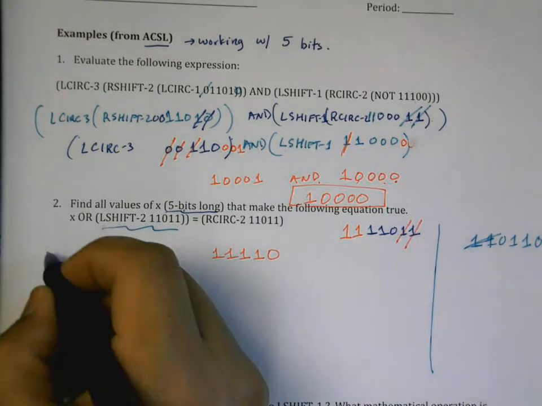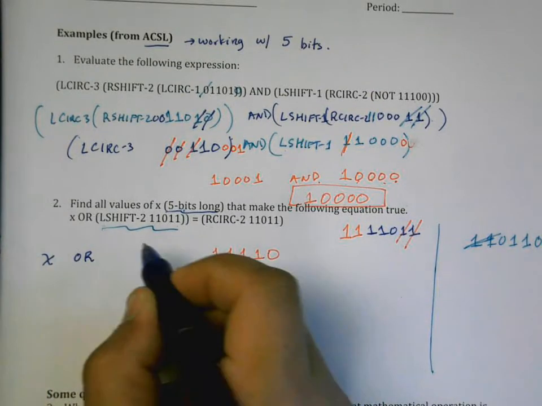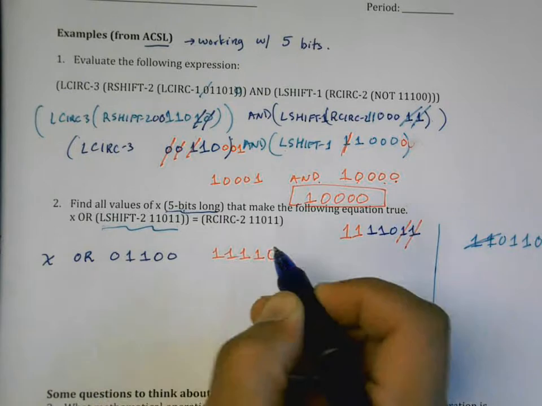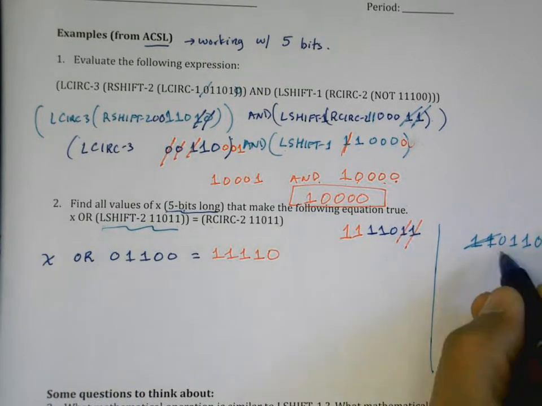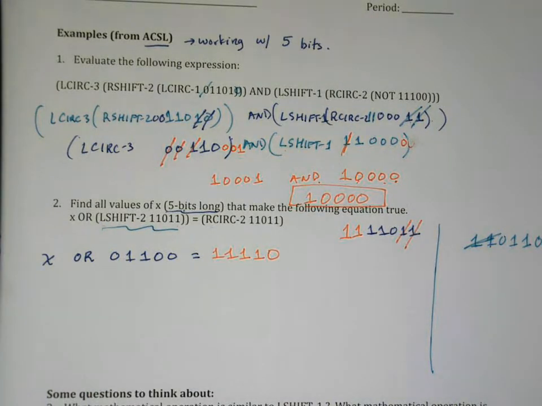So now our equation becomes x OR with this bit string is equal to this bit string. And x can be any bit string we want. So here's where it gets interesting, because there could be multiple answers. So we have to think through this a little bit.